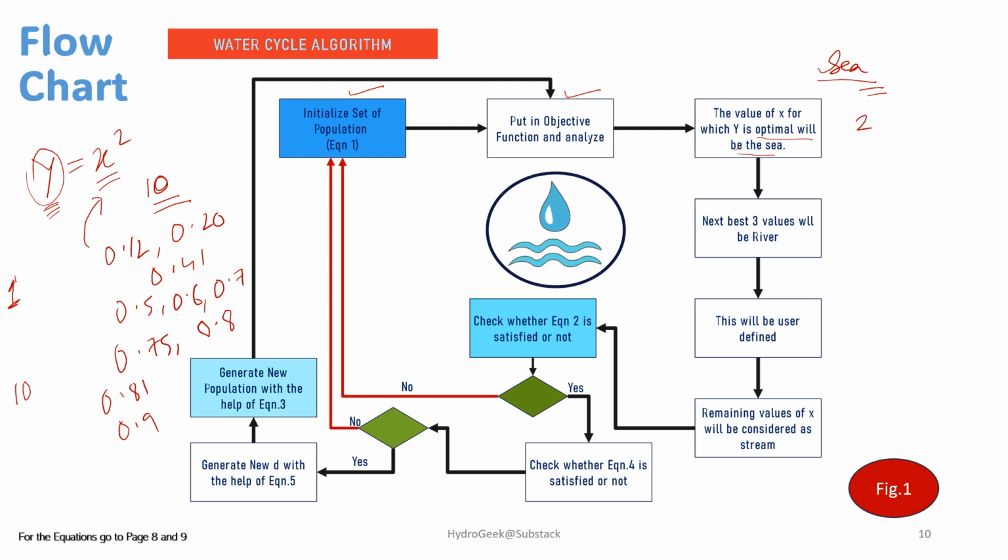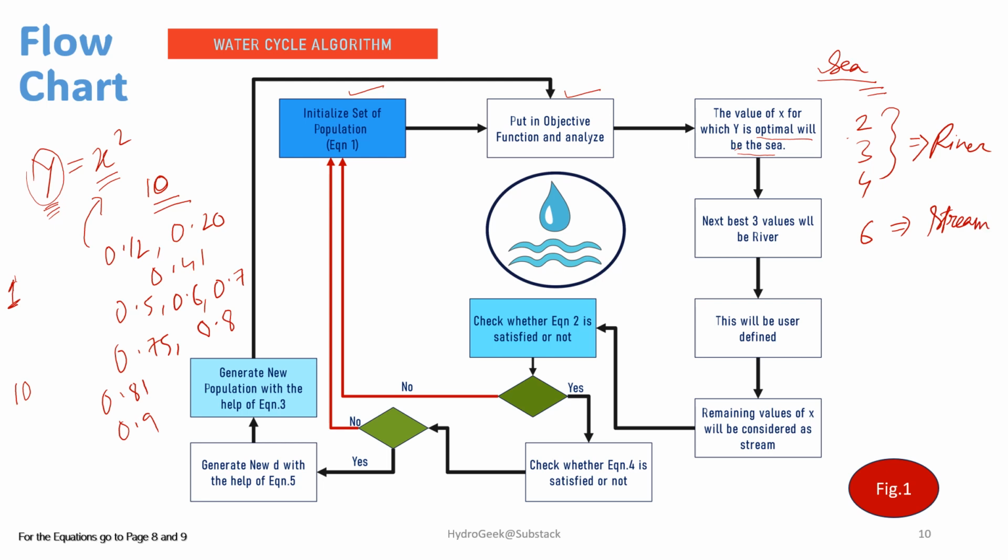And then the values of x for which y has a rank of second, third and fourth will be referred to as rivers. This is the second most optimal position of our water. And the remaining 6 values of x will be referred to as streams.